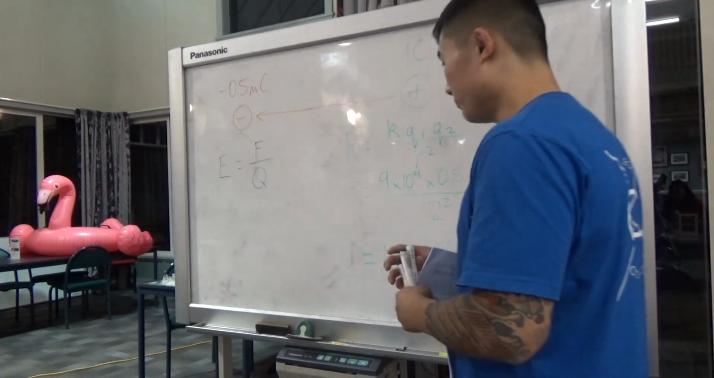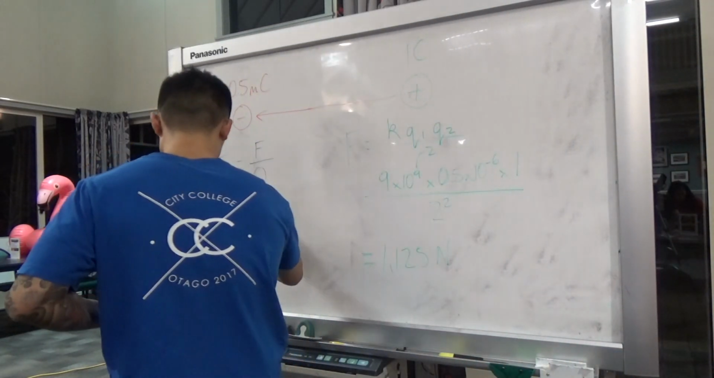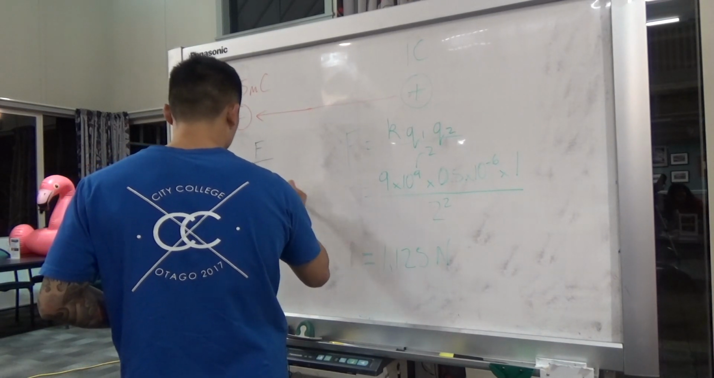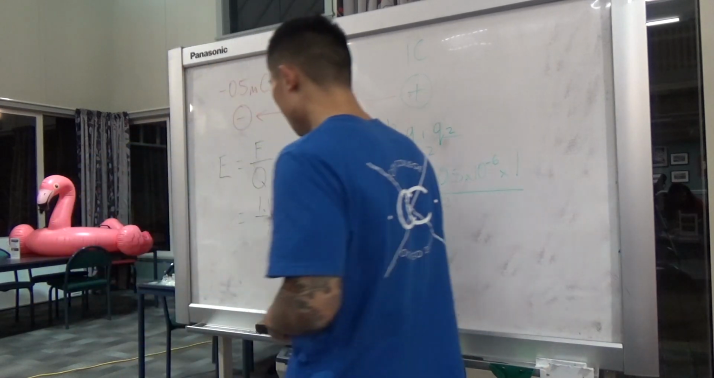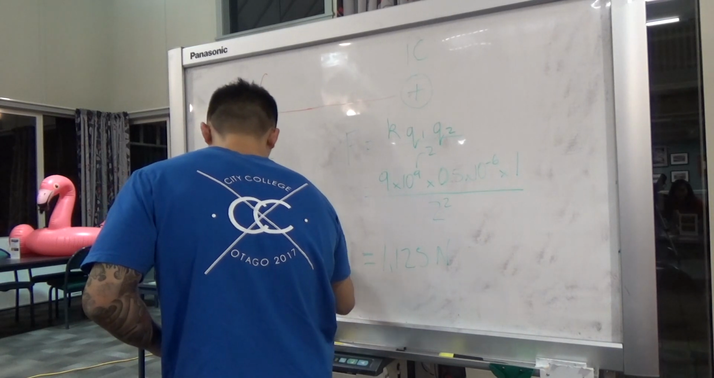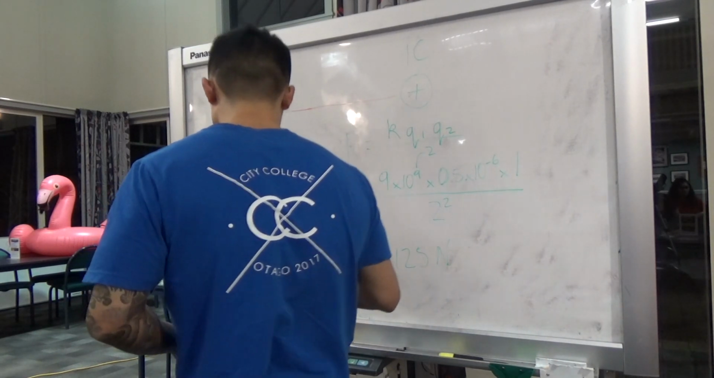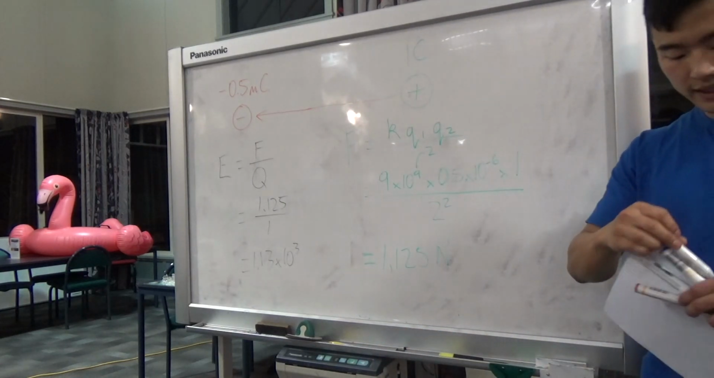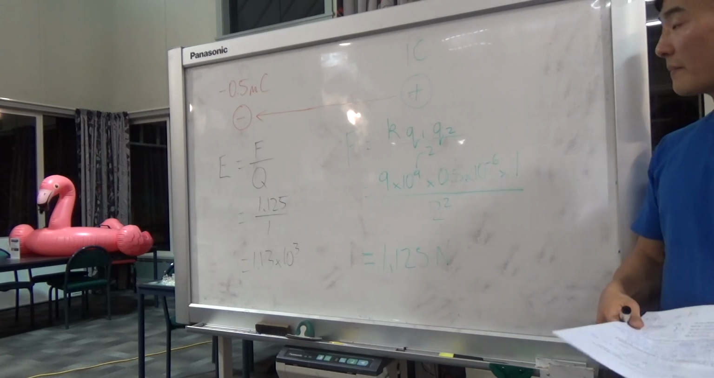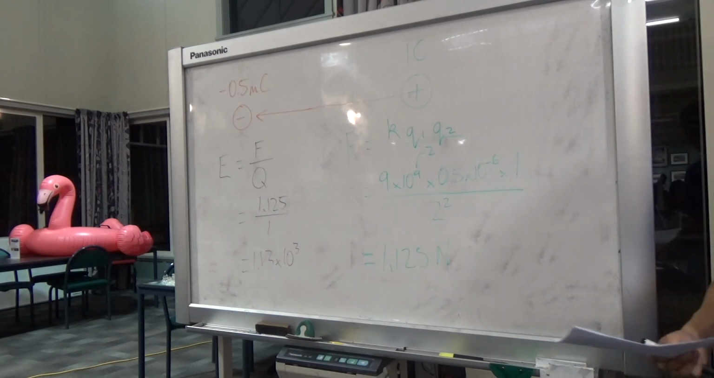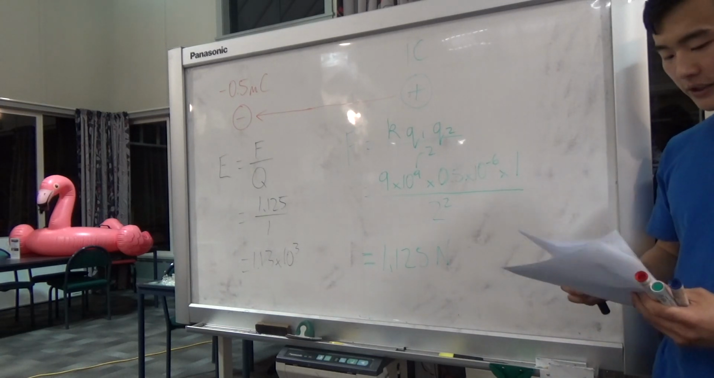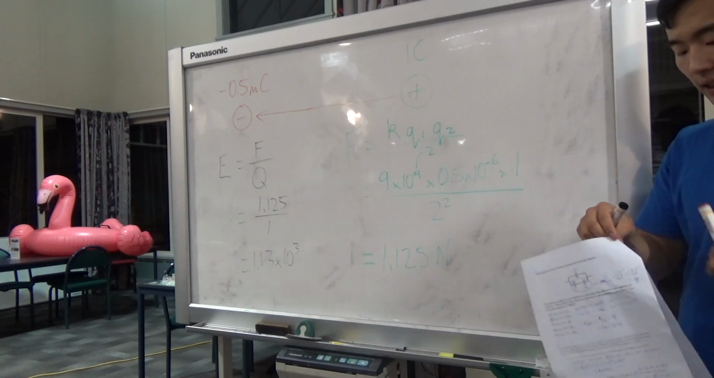Okay, so then we can plug that into our electric field strength formula. So that's 1,125 divided by 1, which was our charge. So that's just 1.13 times 10 to the power of 3. Okay, so that's going to be option C. All right. So this is quite a hard one, so don't worry if you didn't quite get it right at the start.